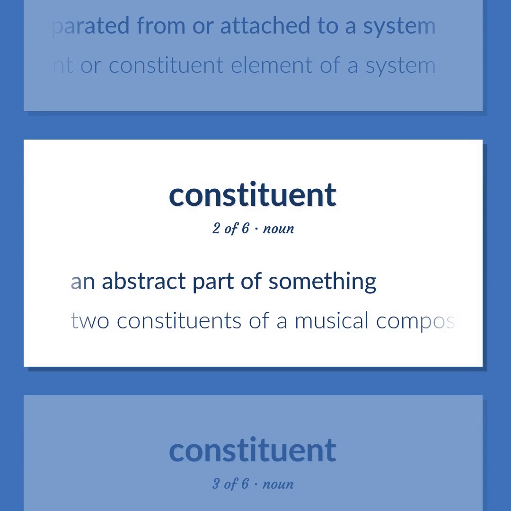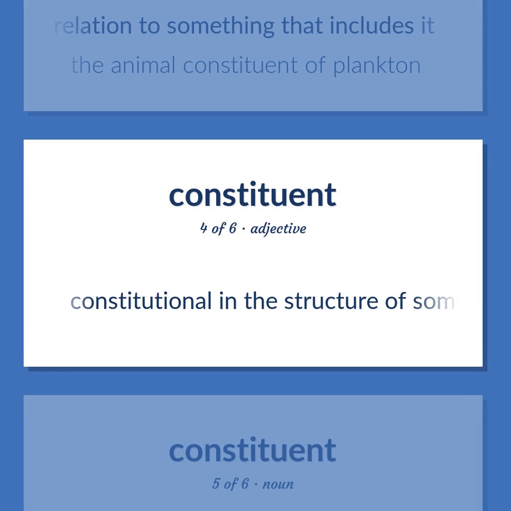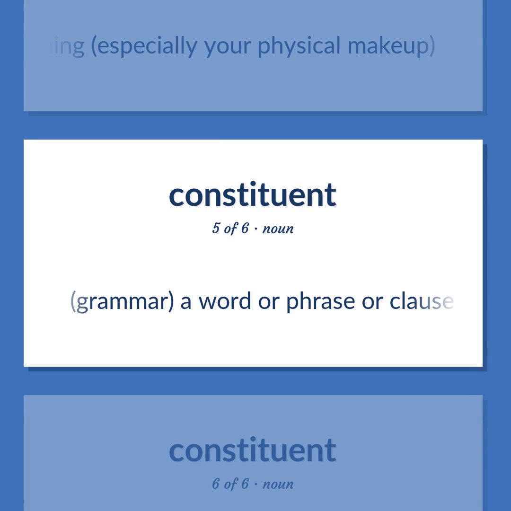An abstract part of something. Two constituents of a musical composition are melody and harmony. Something determined in relation to something that includes it. The animal constituent of plankton. Constitutional in the structure of something, especially your physical makeup. Grammar, a word or phrase or clause forming part of a larger grammatical construction.